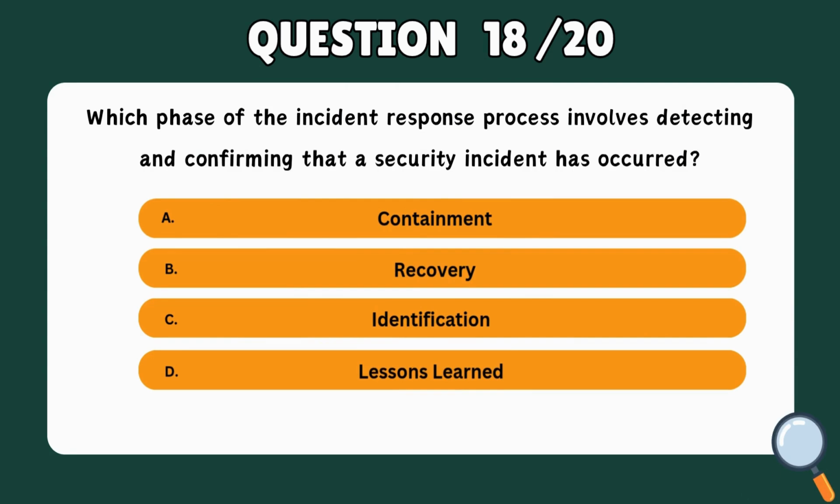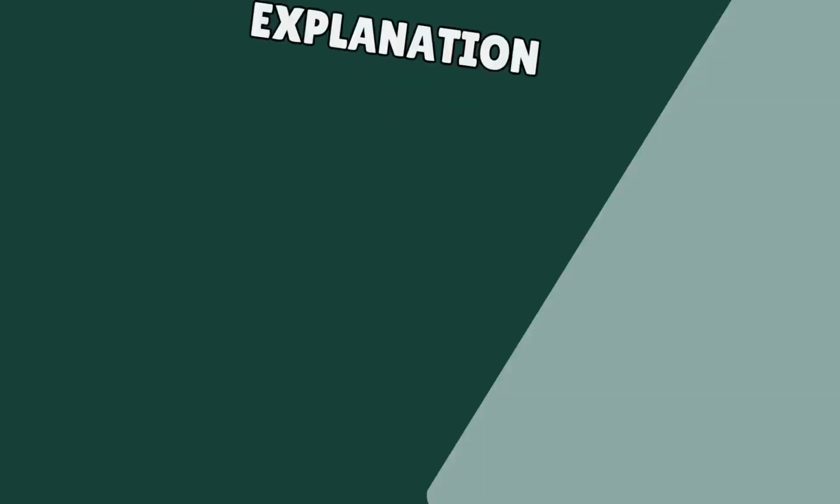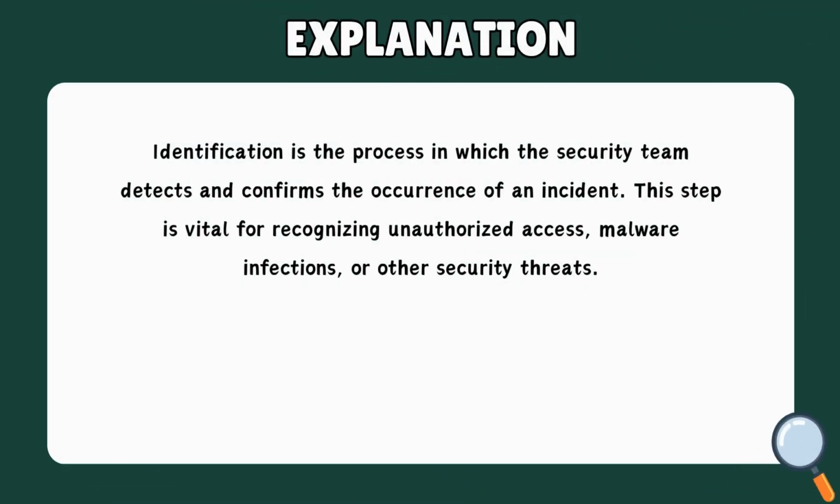Question 18. Which phase of the incident response process involves detecting and confirming that a security incident has occurred? A. Containment. B. Recovery. C. Identification. D. Lessons learned. Correct answer: C. Identification. Identification is the process in which the security team detects and confirms the occurrence of an incident. This step is vital for recognizing unauthorized access, malware infections, or other security threats.